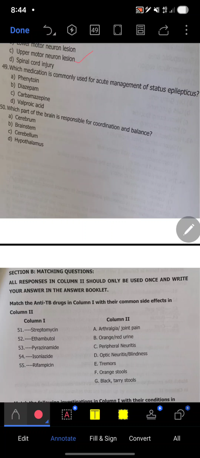49. Which medication is commonly used for acute management of status epilepticus? The correct answer is B, which is diazepam.